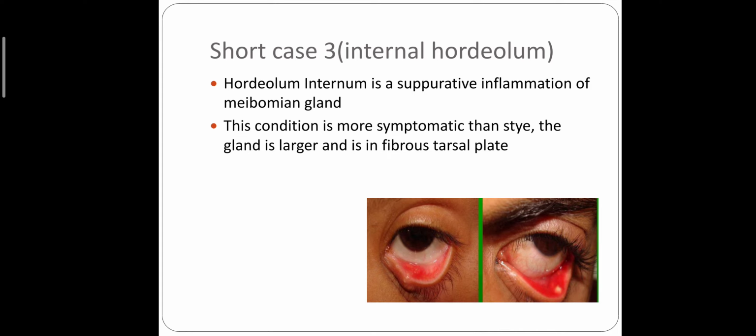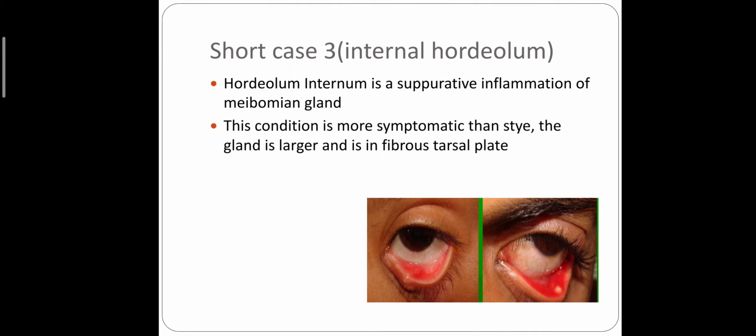Meibomian glands are located in the tarsal plate. They are away from the margin and don't open at the margin of the lid, whereas the Zeis glands are located along the margin and open into the hair follicle. So this anatomy is important. Hordeolum internum is nothing but suppurative infection or inflammation of the meibomian gland. It is more painful than hordeolum externum, because the meibomian glands are located within the tarsal plate, which is a tough fibrous plate, and any distension can lead to more pain.